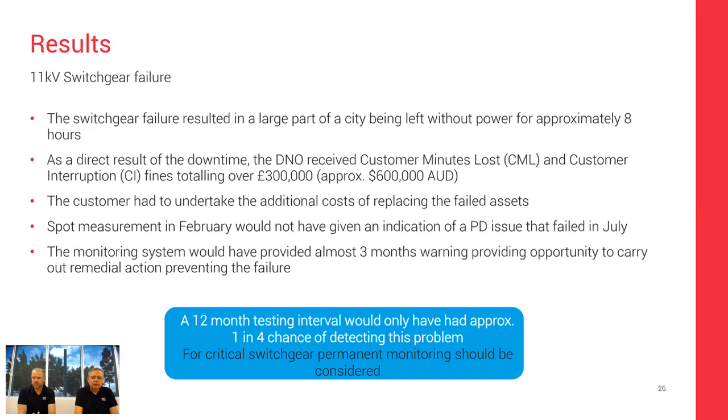The consequence of that was a large part of the city was left without electricity for about 8 hours. So the SAIDIs, SAIFIs, or in the UK the terminology is customer minutes lost and customer interruption fines, totaled over £300,000, so around $600,000 Australian dollars. You've obviously got to replace the assets, and there's all that direct cost on top. A monitoring system would have given about 3 months worth of warning to allow that change to happen. And a partial discharge survey on an annual basis may have had a chance of detecting that. For that reason, with that sort of critical asset, you can see the cost benefit of installing permanent monitoring.